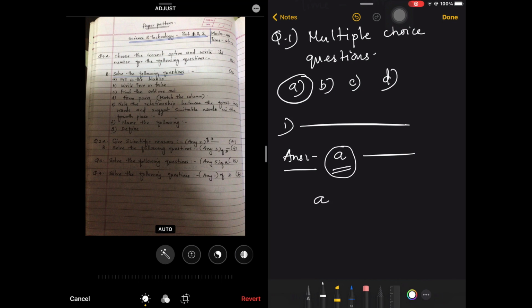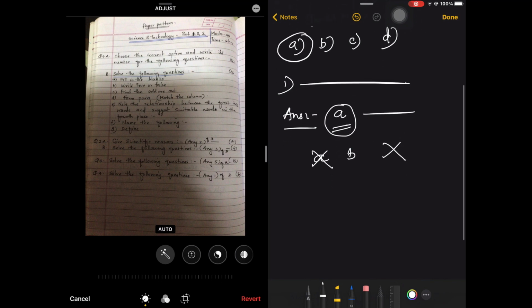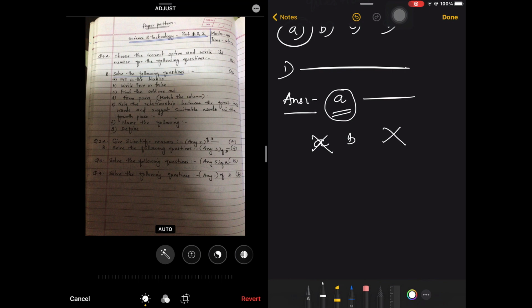Now one more thing: if you write a wrong alphabet first and then think the next one is correct, suppose you write A and cancel it and again write B, you will not get the marks. So see that you are not cancelling, and write the proper answer in the first attempt only.